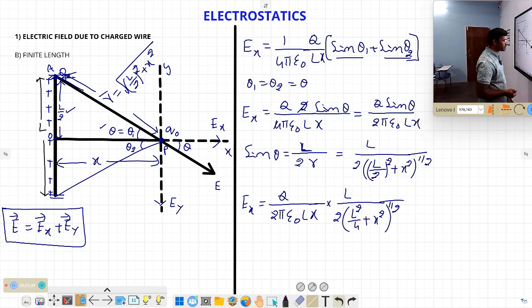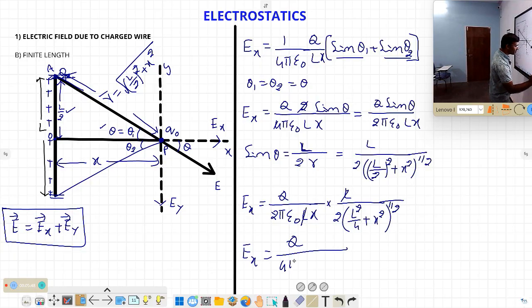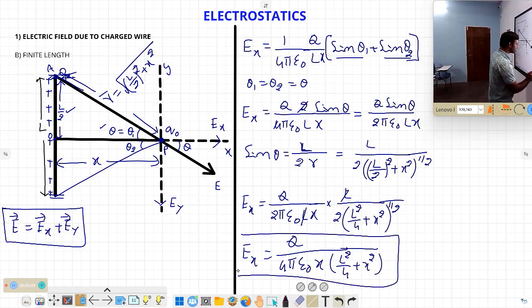So in this case, if you observe here, this L gets cancelled. Remaining, you can write the expression as Ex equal to q by 4 pi epsilon naught into x into, we can write, L square by 4 plus x square. So this is the expression for the electric field along the x-axis.